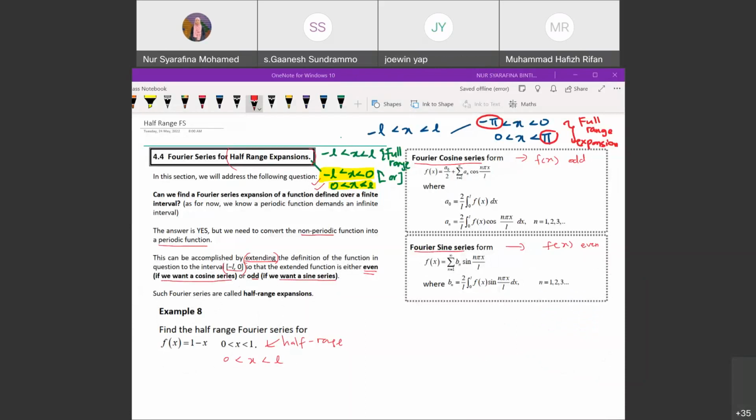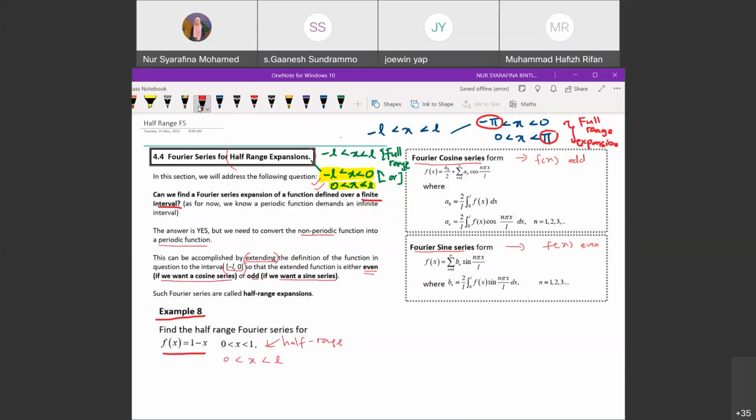Cosine series is for odd. Okay, this one. All right, so let's take a look at this example again. Now as you can see, for this function, the given range is from 0 to 1. So this is a finite interval. So we want to have at least half range of this Fourier series of f(x) here.